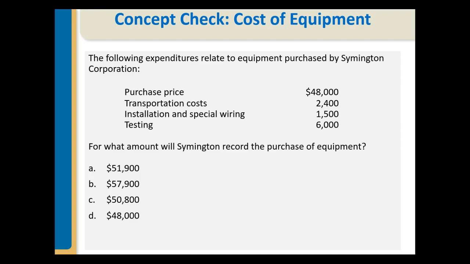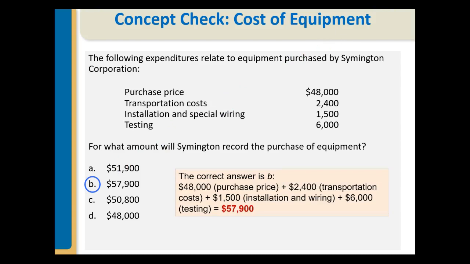As you see here, the following expenses relate to equipment purchased by Symington Corporation. You see here we have a purchase price of $48,000, transportation costs of $2,400, installation and special wiring of $1,500, and then testing of $6,000. So what would Symington record as the purchase of this equipment? Well, basically, B, which would include all of that, not just the purchase price, but the transportation cost to get it to its place of use, the installation and wiring, and the testing.